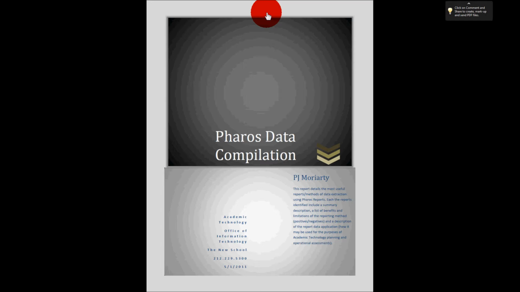What we'll look at is the basic parameters of use, and also I wanted to identify the most useful reports and methods of data extraction, exporting, compilation using Pharos Reports. Each of the reports identified will review the function, the strengths and weaknesses, the limitations of the reporting method, and a description of the application, that is to say, how the data may be used for the purposes of academic technology planning and operational assessments.